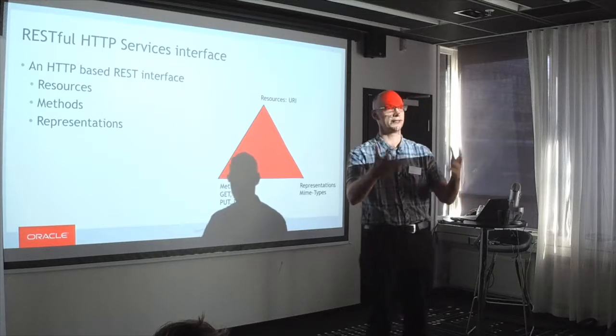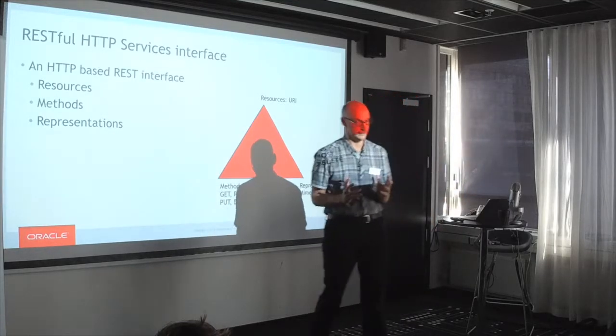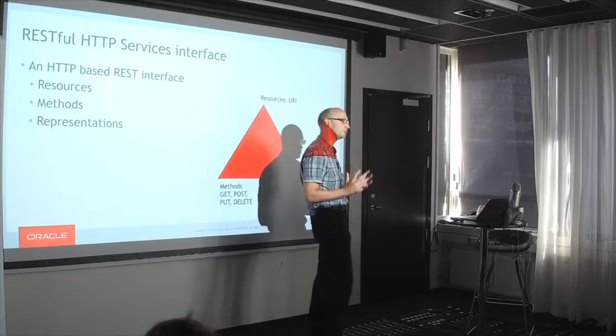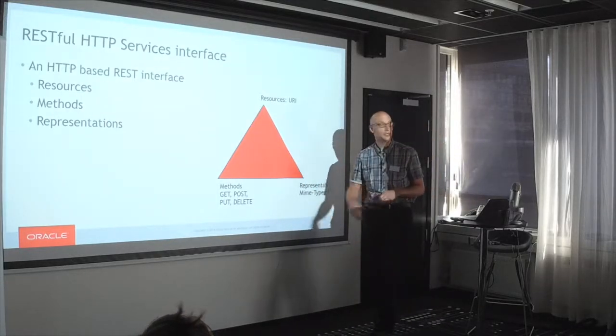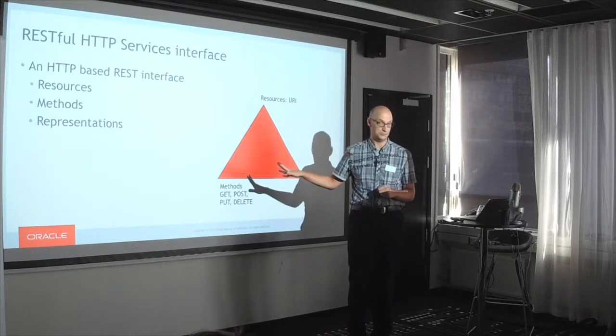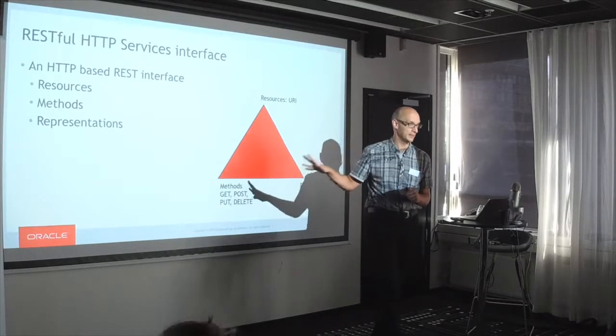And get is defined as the operation where I'm reading something from that resource. I'm getting the resource. And there is also a promise behind that. The get method promises you won't change the resource by executing the get method.